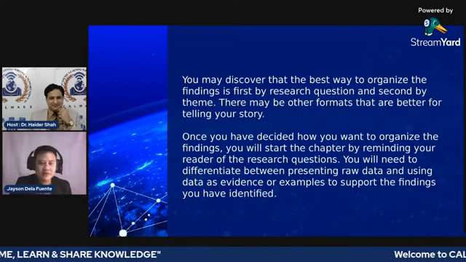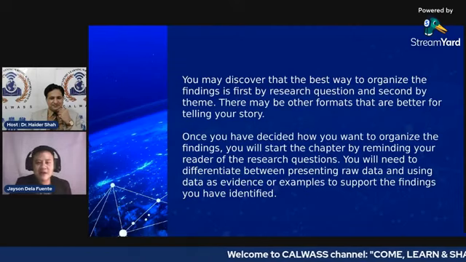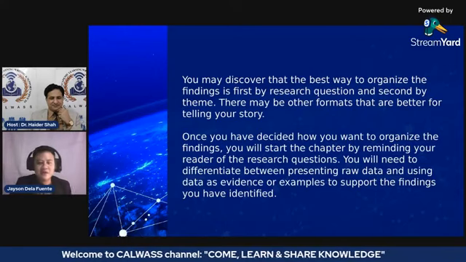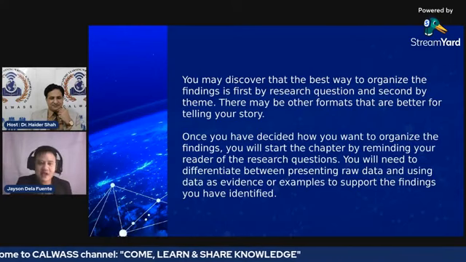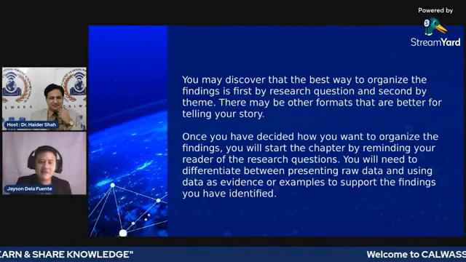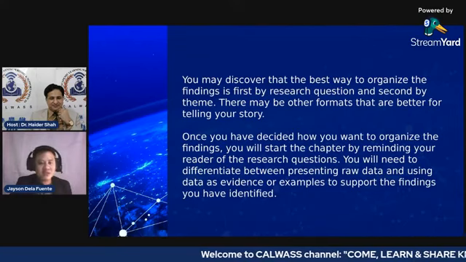research findings. Once you have decided how you want to organize your findings, you will start by reminding your reader of the research questions. Again, we will always go back to the research question because this is very important, because this is the one that we are going to address. Why do we do research? Because we are going to address a certain phenomenon.